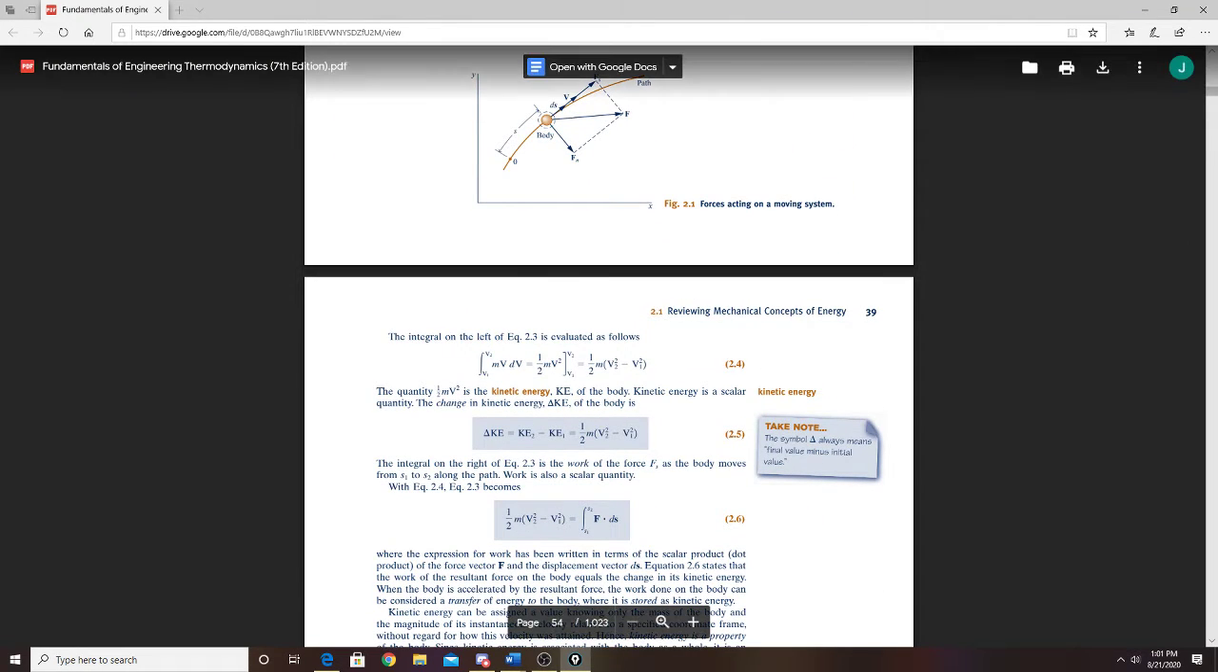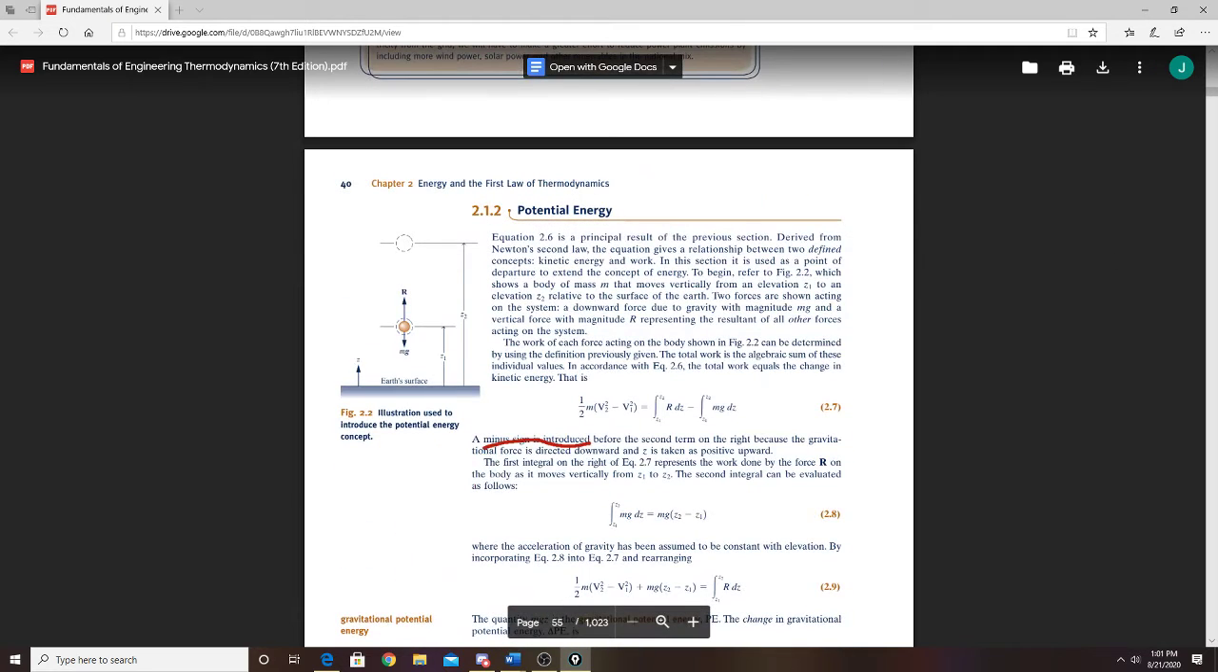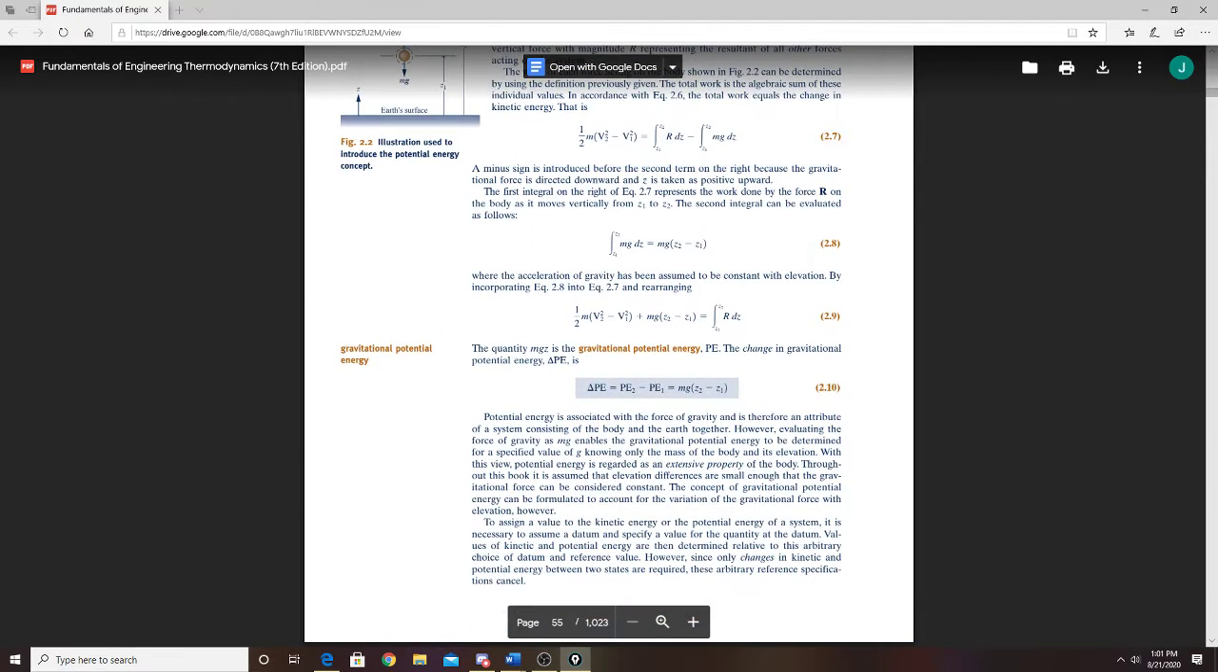and potential energy, which is right here. So, kinetic energy. Then we have potential energy, which is a little further down, and how it is represented in terms of this class. So, this right here.